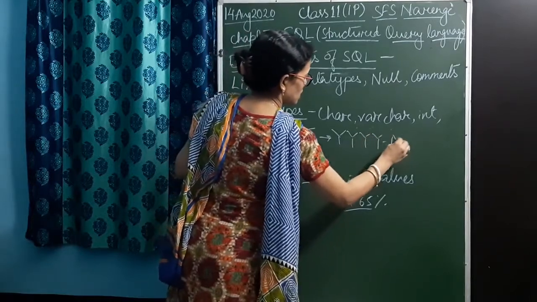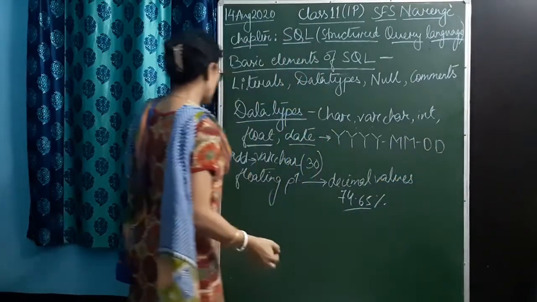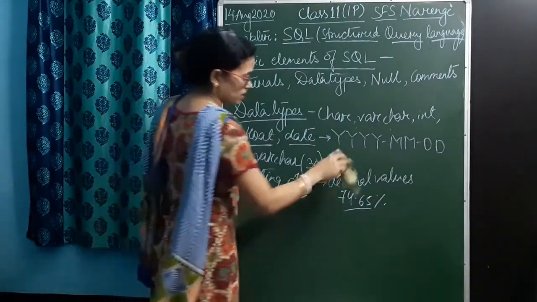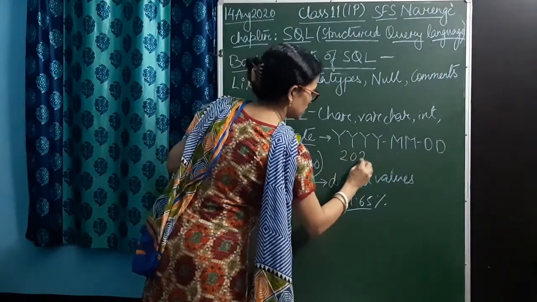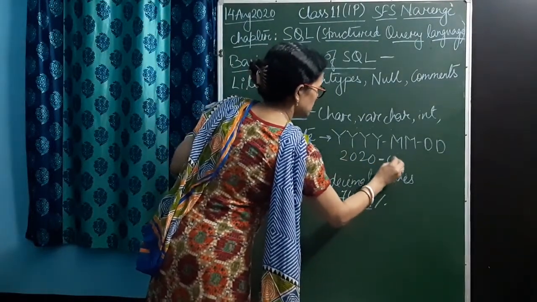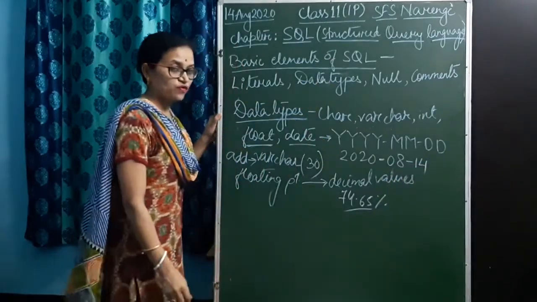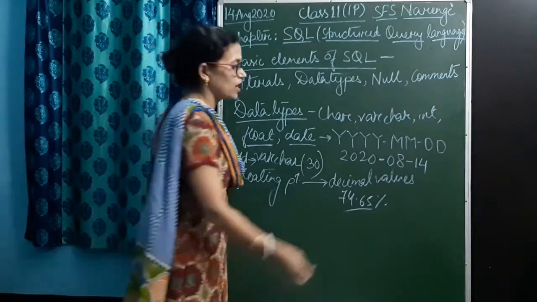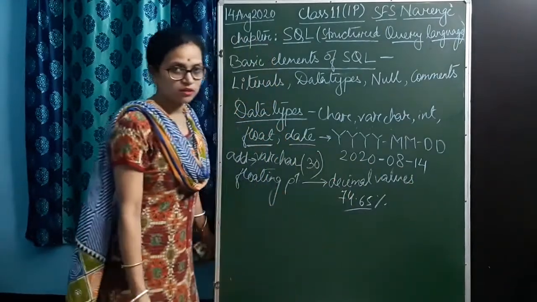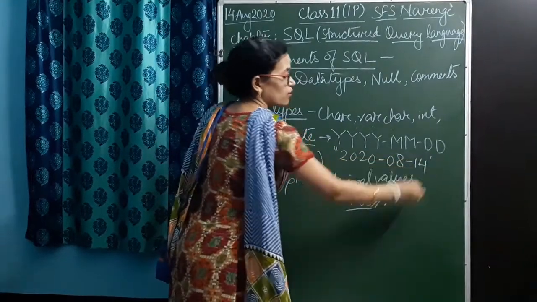Year, month, DD. It means if today's date I need to write, then I will go for 2020-08-14. Today is 14 August 2020. So I have to write the date in this format. Okay. That too will get enclosed within inverted commas when I write these dates.